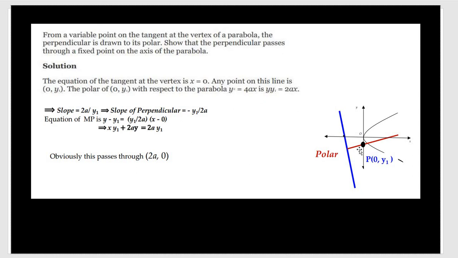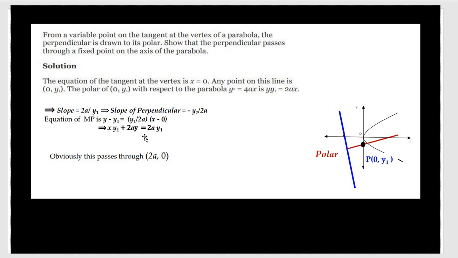Now the slope of this line is 2a by y1. So for the slope of the perpendicular, you know that the product of the slopes is -1. So the slope of the perpendicular will be minus y1 by 2a. Now the equation of MP, M being this point, that is the foot of the perpendicular. So the equation of MP is y minus y1 equals its slope, since we know a point and we know the slope. So we are writing the equation.